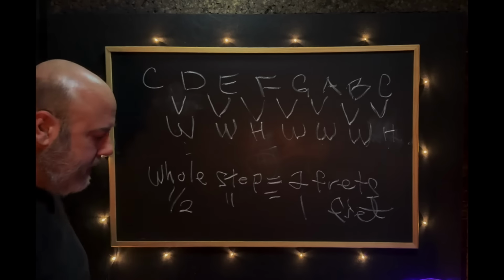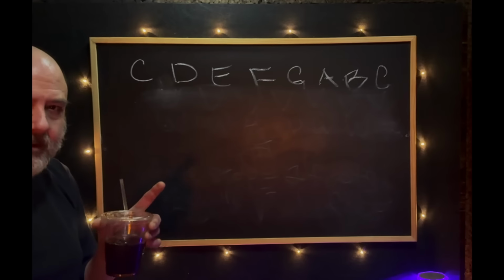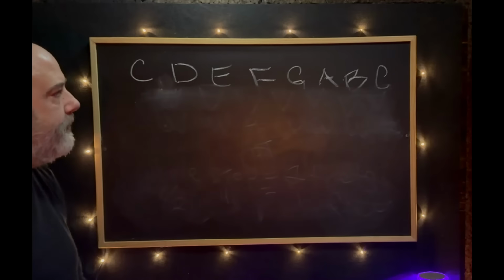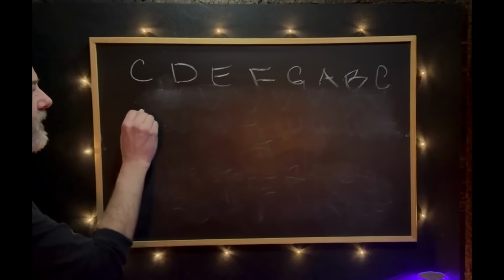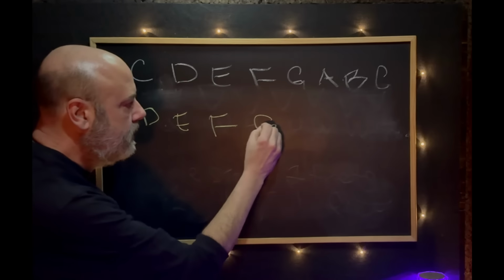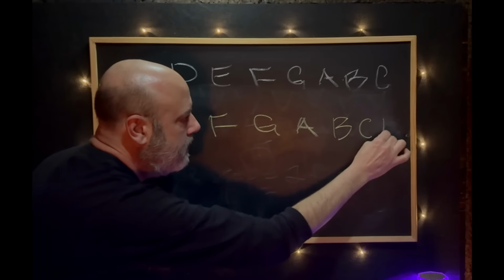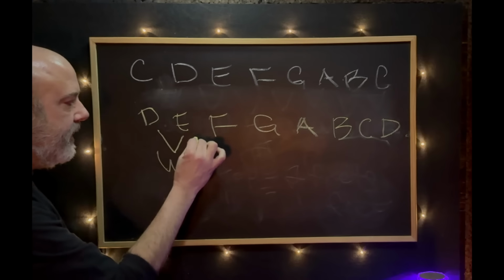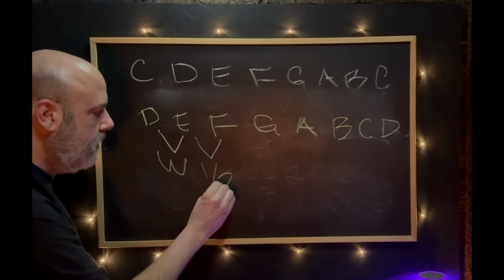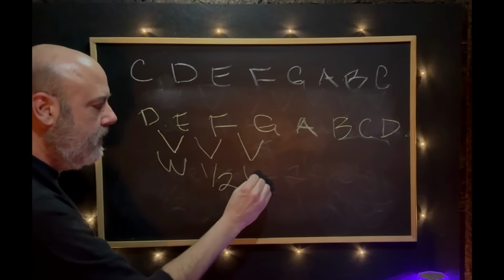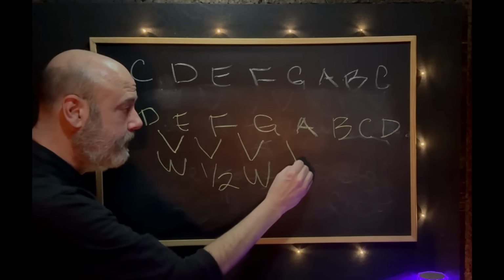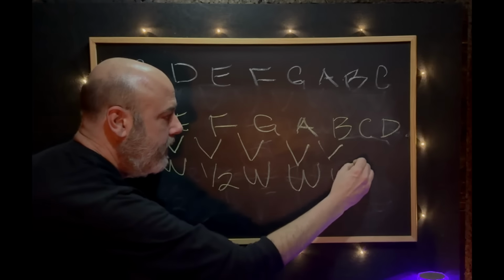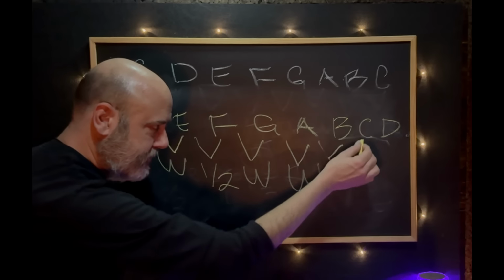Forwards or backwards. We're off to the Dorian, the second mode. The Dorian is a minor scale, a minor sound, and it goes like this. So we begin with a whole step. E to F is a half step. F to G is a whole step. G to A is a whole step. A to B is a whole step. And we know B to C is a half step. There's no sharp for a B.